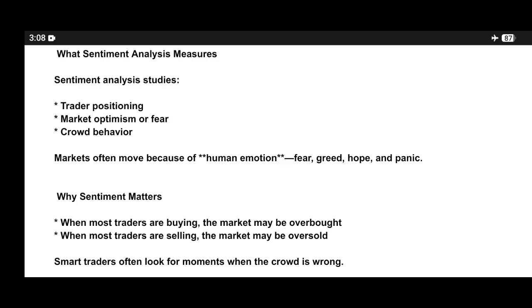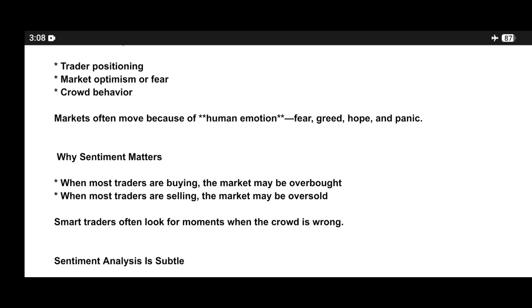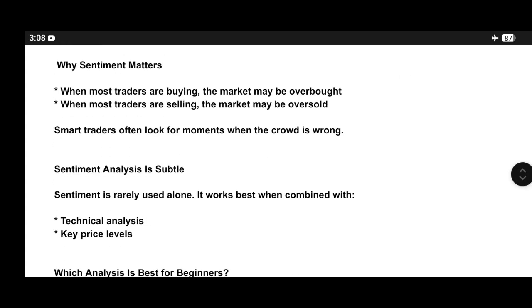Why does sentiment analysis matter? When most traders are buying, the market may be overbought, and when most traders are selling, the market may be oversold. Smart traders often look for moments when the crowd is extreme. Sentiment analysis is subtle. Sentiment is rarely used alone. It works best when combined with technical analysis and key price levels. Are you getting me? So sentiment analysis does not work alone.